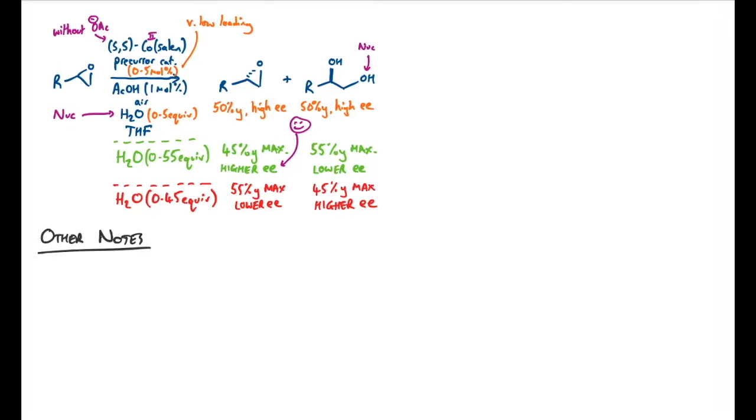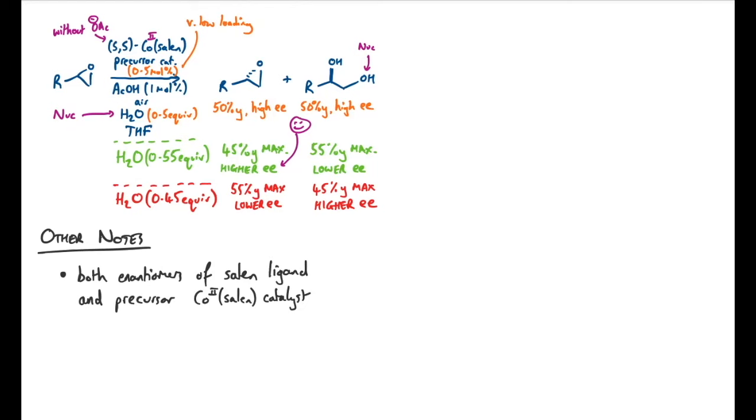Okay, and just some other notes about this reaction that might be interesting. Well, quite importantly, both enantiomers of the salen ligand and precursor cobalt-2 based catalyst are both readily available and reasonably cheap. If we have a think about what the structure of those things is, well, they're based on a cyclohexadiamine, and specifically the trans one. And it turns out this is actually really easily accessible.